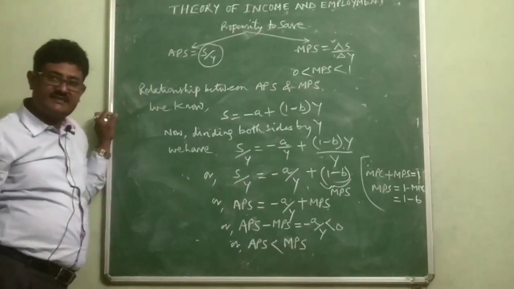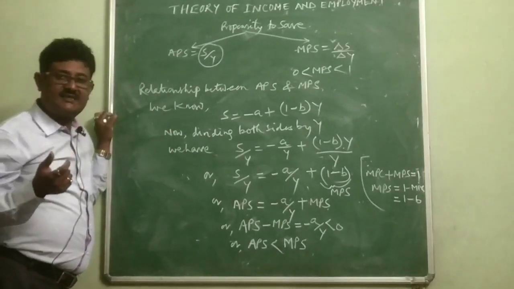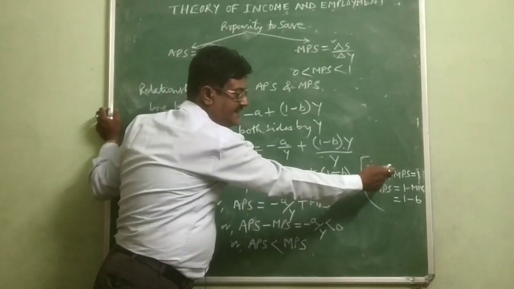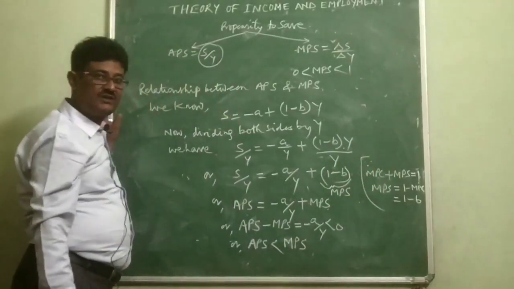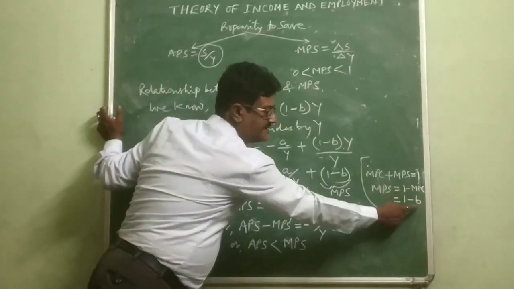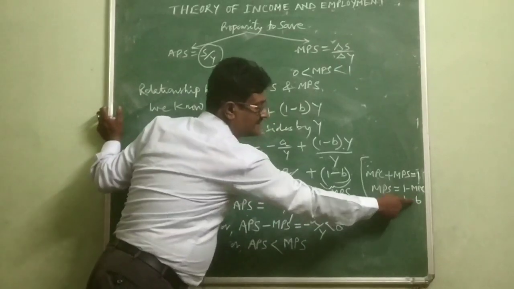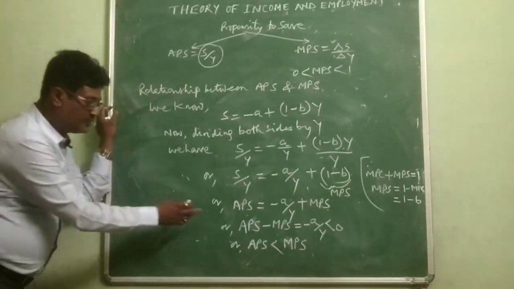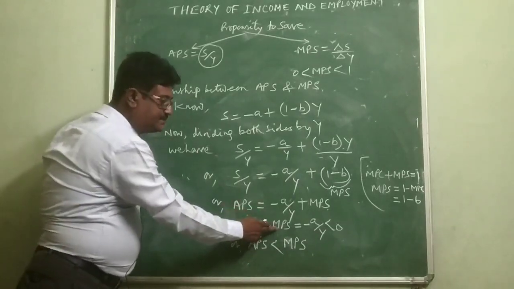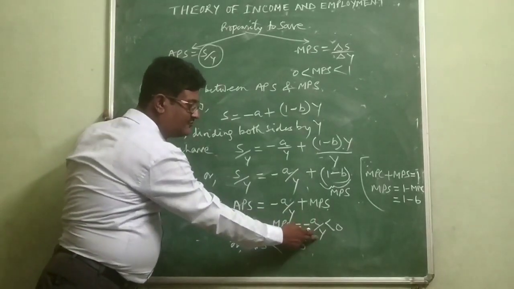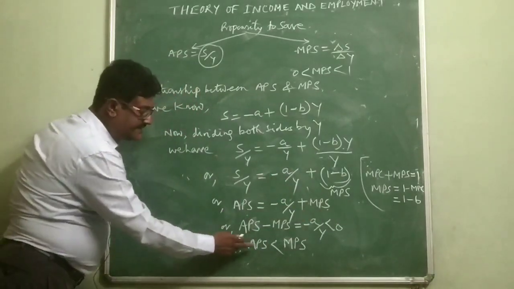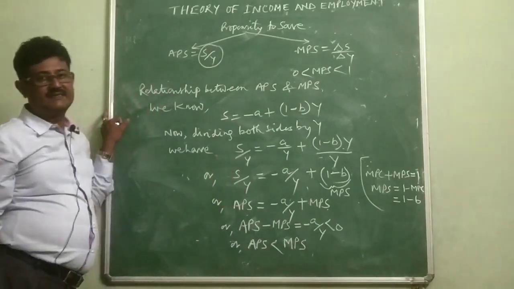Now how is it actually established? We must remember that the sum of MPC and MPS is always equal to 1. So MPS is equal to 1 minus MPC. And what is MPC? That is nothing but B. So 1 minus B gives you MPS. So this can be rewritten as APS minus MPS is equal to minus A by Y, which is less than 0. Or we can say that APS is less than MPS.